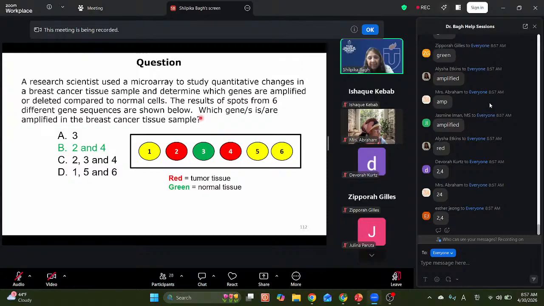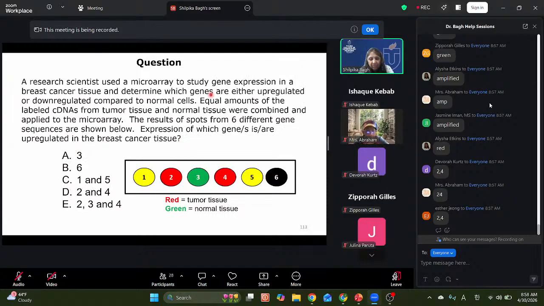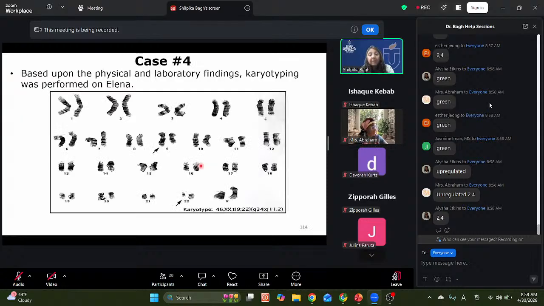Nothing fancy in this. Let's go further. Okay, cDNA. Same thing. What's the color of the control here? Green. And what are they asking? Upregulated. What are your numbers? Color of the control is green, upregulated. Numbers: 2 and 4. Absolutely wonderful. Nothing fancy about it.